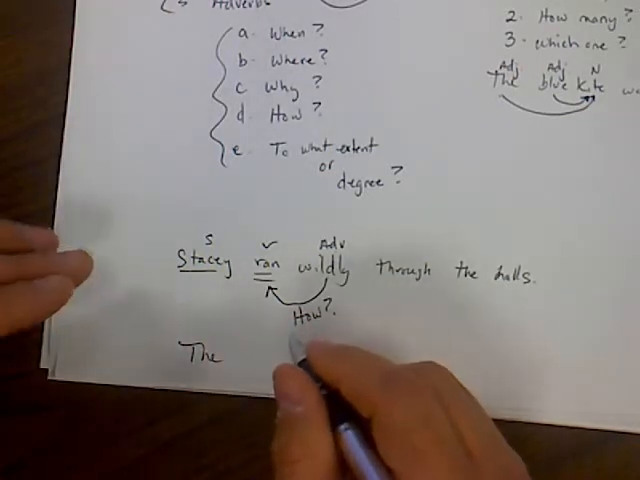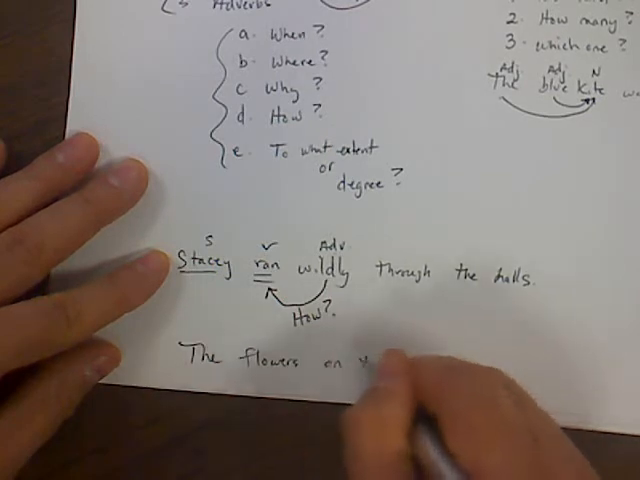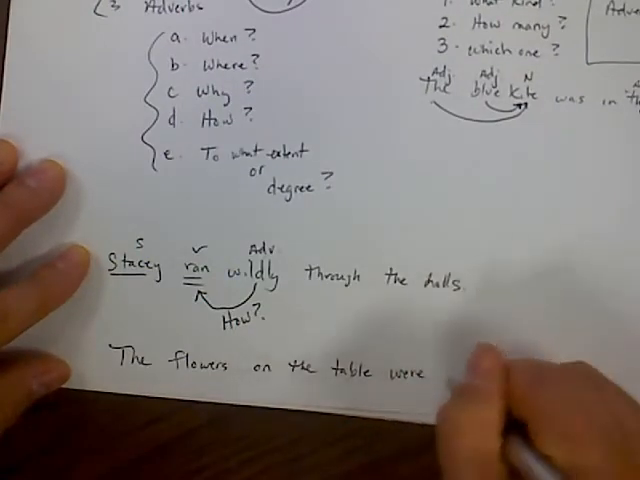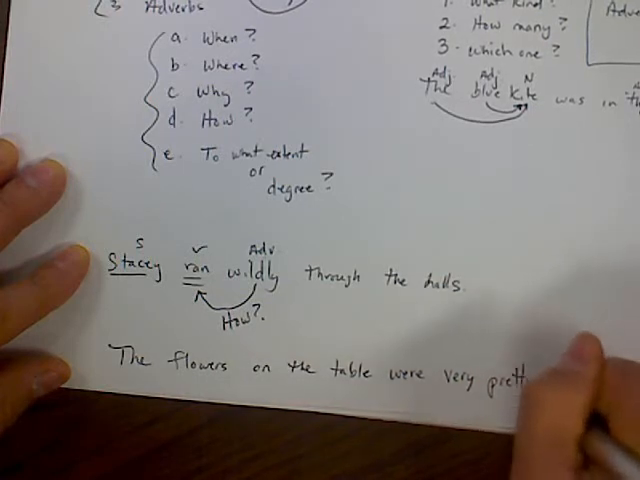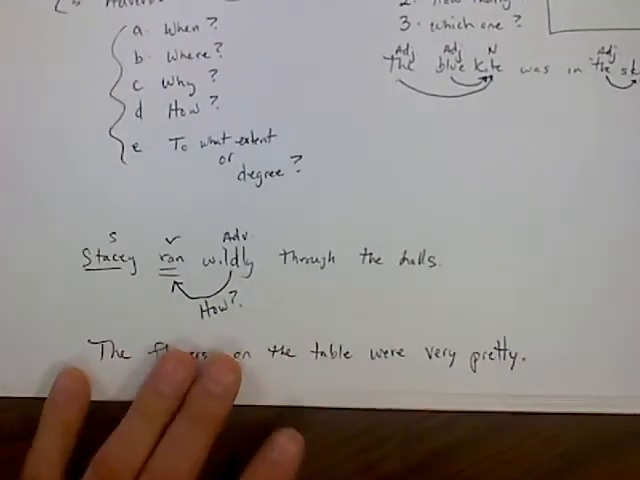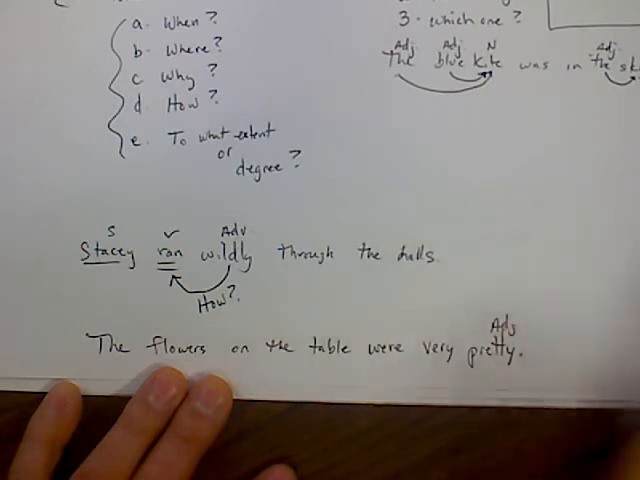The flowers on the table were very pretty. Okay, I'll make it simple. Okay, pretty isn't anything complicated. Pretty is an adjective. This is standing out to me right away.